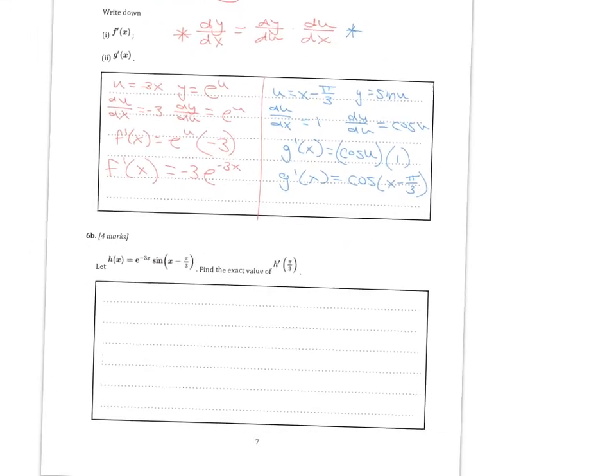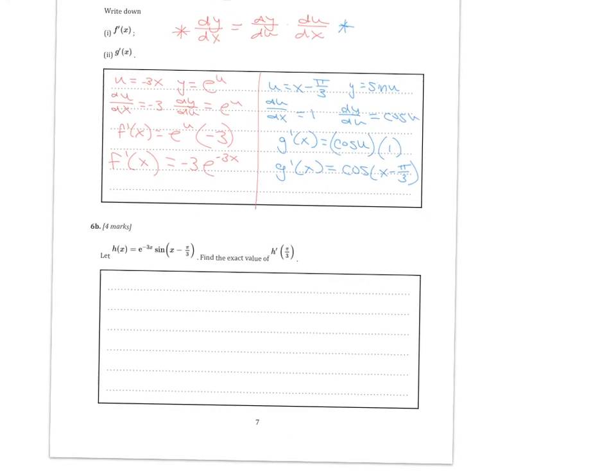Okay, and then we can go ahead and look at 6b. And it says, let h of x equal e to the negative 3x times sine of x minus pi over 3. Find the exact value of h prime of pi over 3. This problem should look very similar to the last problem. What we notice here is that we have a product because we have e to the negative 3x, a function, times this other function, sine of x minus pi over 3. And hopefully you're recognizing that you already differentiated each of these separately, which is going to be a big help to us.